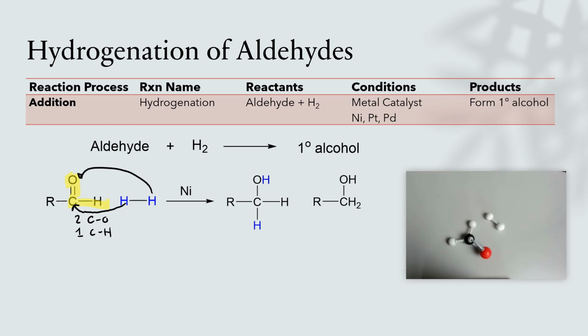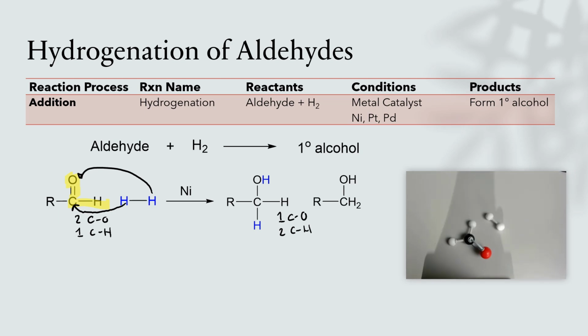So once those hydrogen atoms have been re-added, we can see that the number of carbon-oxygen bonds has decreased down to 1 because we reformed the alcohol by breaking that double bond. And we've increased the number of hydrogens from 1 to 2. That is that process of reduction, or the opposite of oxidation.